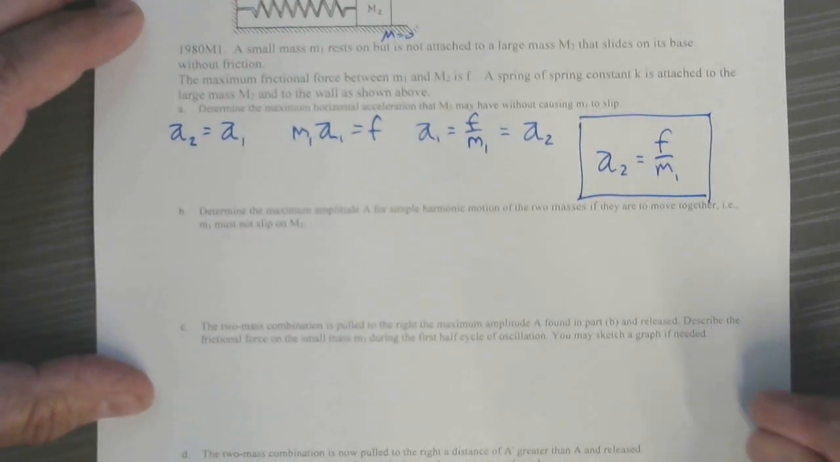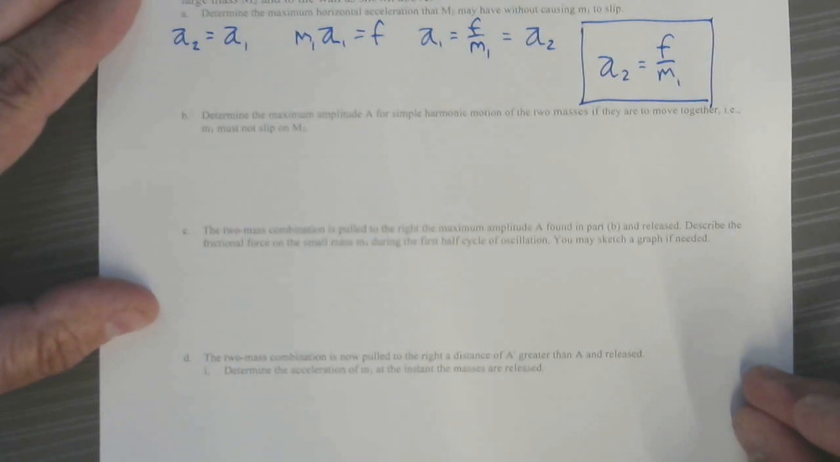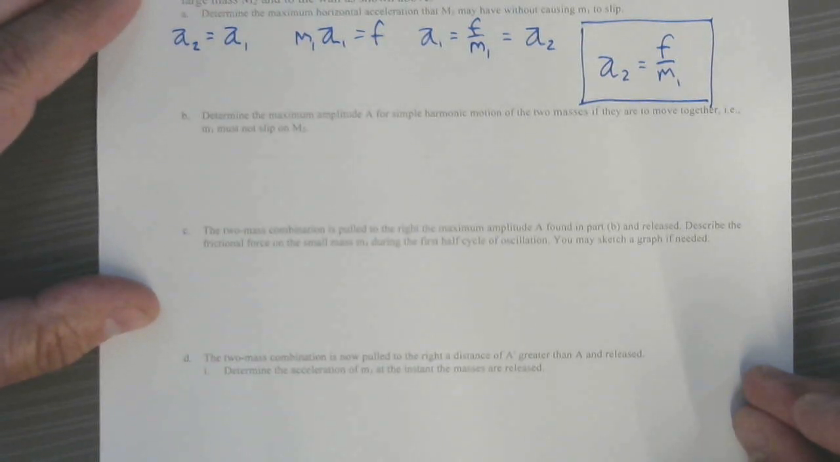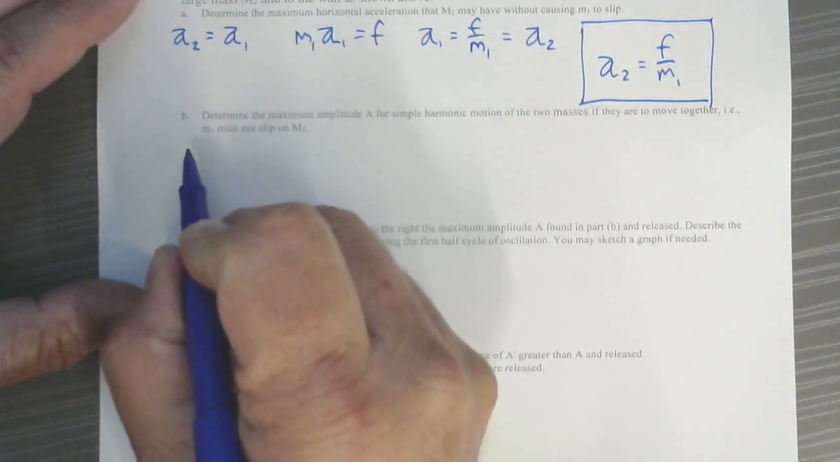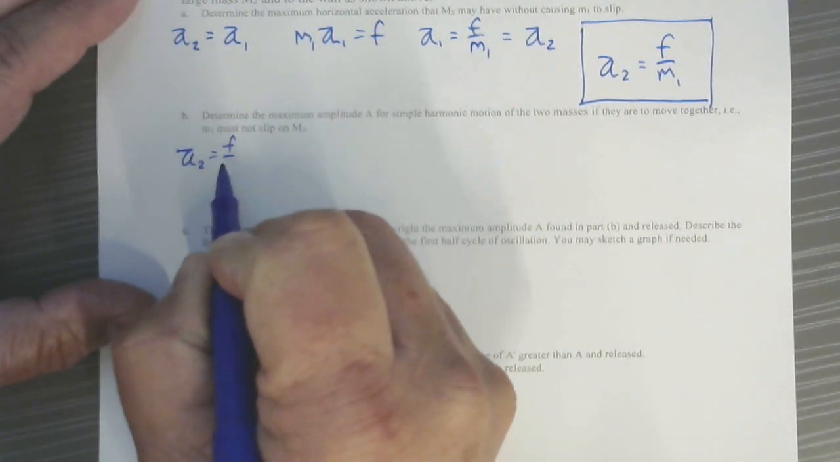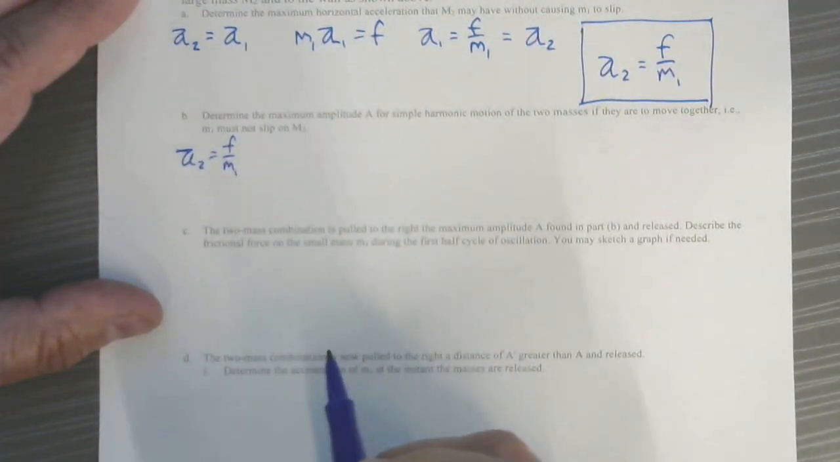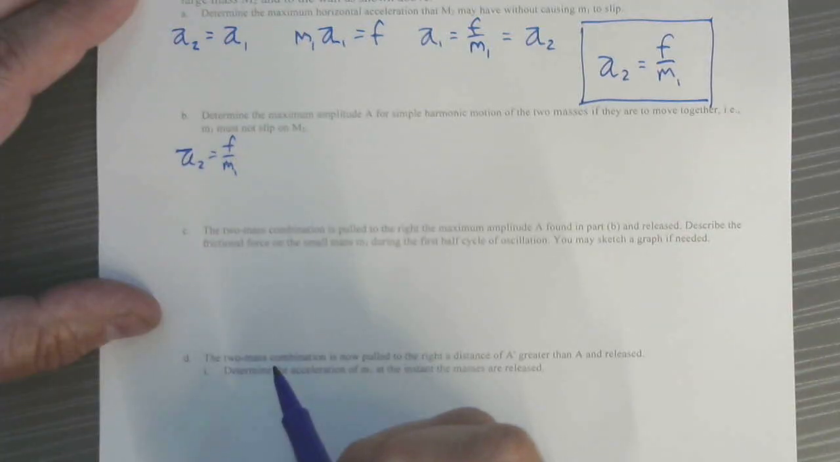Now they say determine the maximum amplitude A for a simple harmonic motion of the two masses if they are to move together, i.e., m1 must not slip on m2. So we already know that the maximum acceleration is going to be this value. I'll write it down again, although this is kind of ridiculous because it's just above. And we need to figure out how far you can pull this thing to the side. What is the amplitude of the motion?